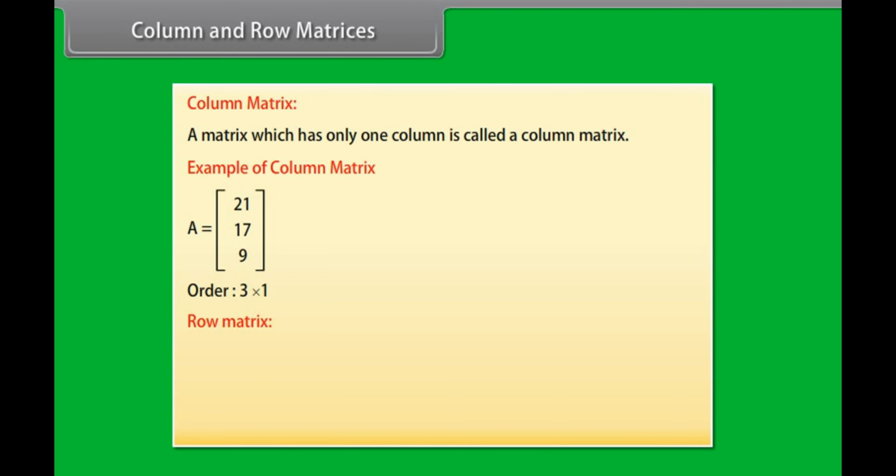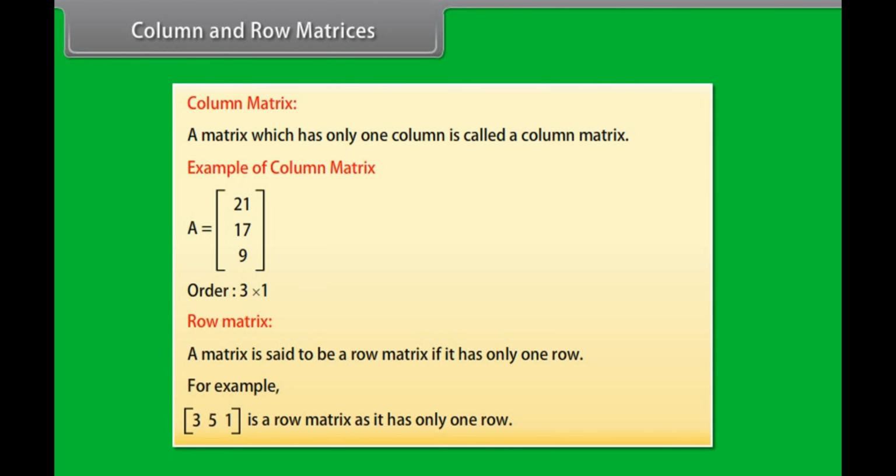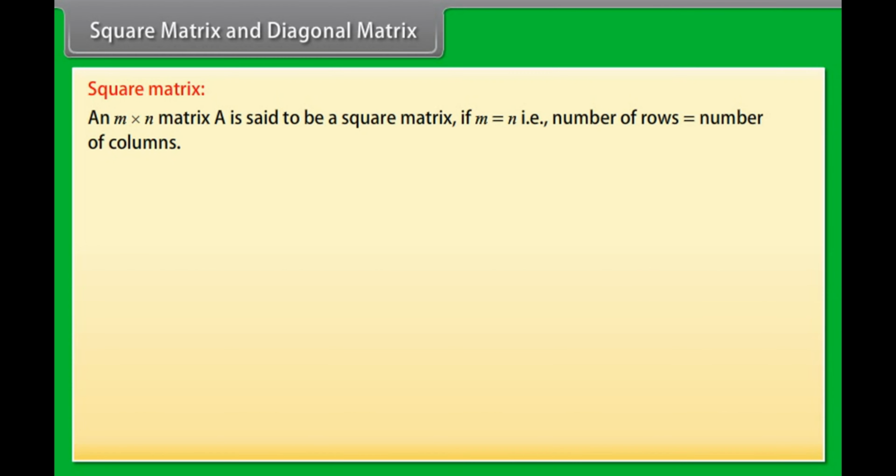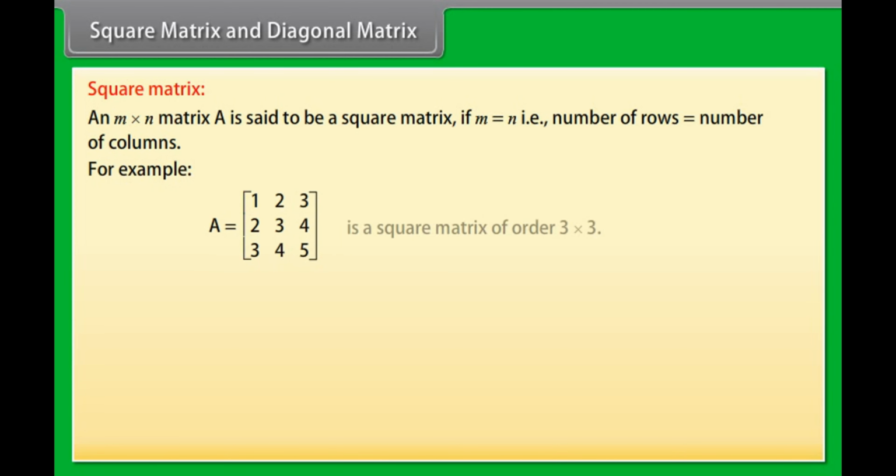Row matrix. A matrix is said to be a row matrix if it has only one row. For example, row-wise 3, 5, 1 is a row matrix as it has only one row. Square matrix and diagonal matrix. Square matrix. An m by n matrix A is said to be a square matrix if m is equal to n, that is, number of rows is equal to number of columns. For example, A is a square matrix of order 3 by 3.